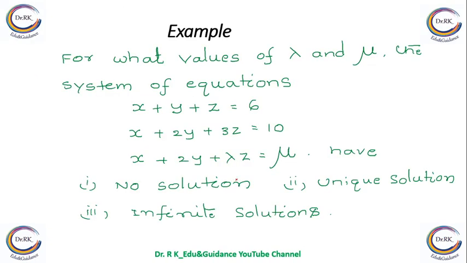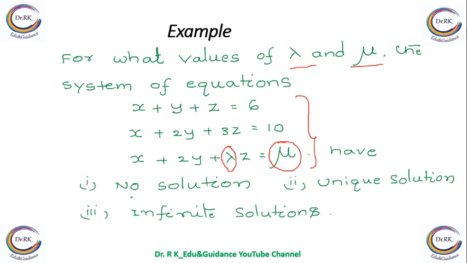So now another problem of a different kind, but the concept or the idea we are going to use is the same concept. In general, this is a regular kind of question that appears in many examinations, either regular examinations or competitive examinations. So for what values of lambda and mu will the system of equations have all the three cases? Because it is a non-homogeneous system.